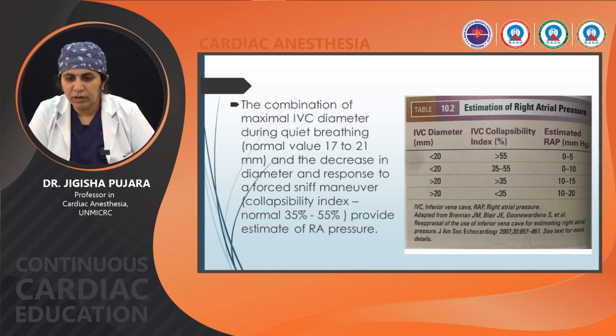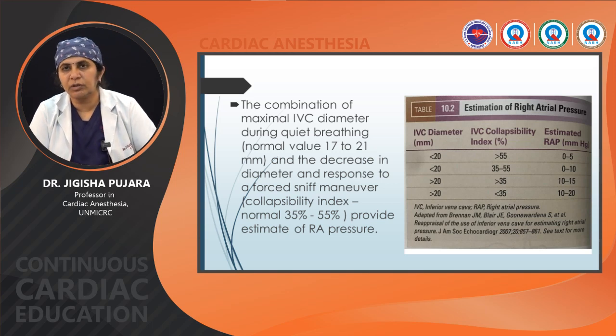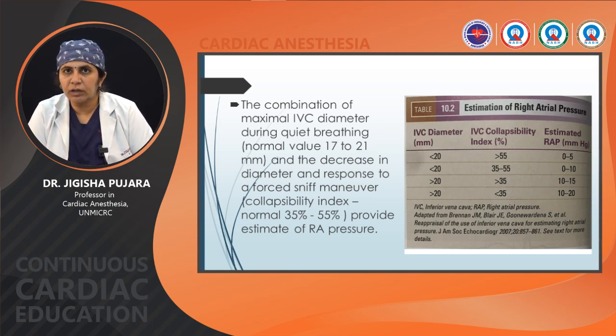If IVC diameter is less than 20 and IVC collapsibility index is more than 55, the estimated RA pressure is between 0 to 5. If IVC diameter is less than 20 mm and the IVC collapsibility index is 35 to 55, then RA pressure is roughly 0 to 10. If IVC diameter is more than 20 with collapsibility index more than 35, the estimated RA pressure will be 10 to 15. And if IVC diameter is more than 20 and the collapsibility index is less than 35, then RA pressure is between 10 to 20.